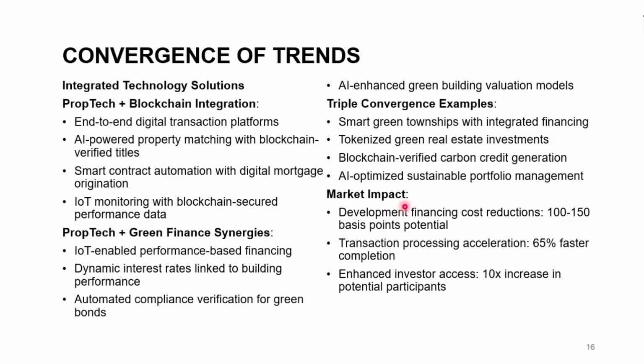Then we have triple convergence examples also, when PropTech, blockchain plus green financing come together, which shows the ultimate potential of a smart green township with integrated financing, combining all three trends: tokenized green real estate investments, which democratize access to sustainable properties, blockchain verified carbon credit generation, which creates new revenue streams, and AI optimized sustainable portfolio management, which maximizes both financial and environmental return.